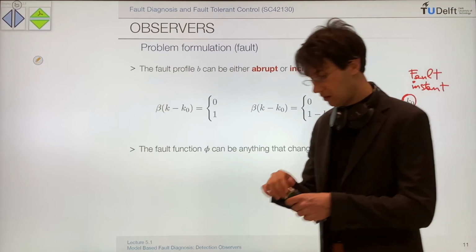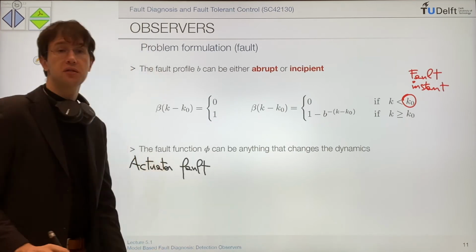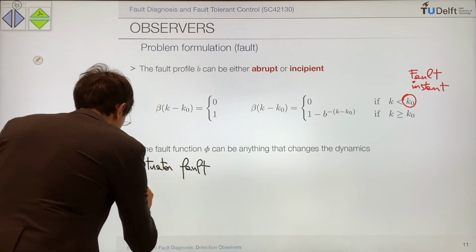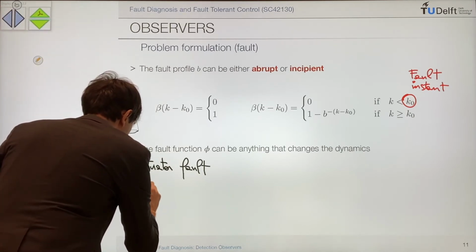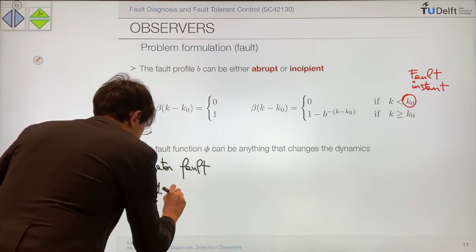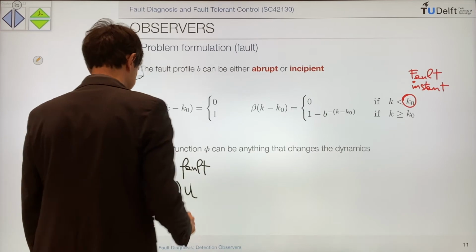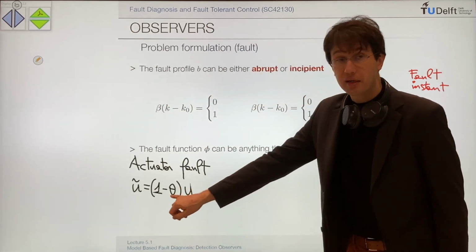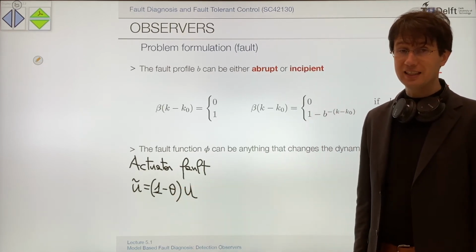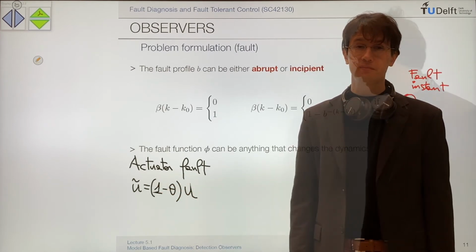So for instance, we can have an actuator fault. Let us assume that this is making u in faulty condition to be equal to 1 minus theta that multiplies the nominal u. So this theta is a parameter describing the magnitude of the fault, which is between 0, no fault, and 1, so complete loss of the actuator.